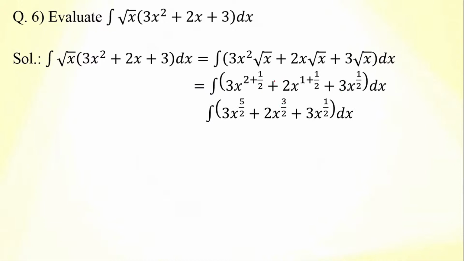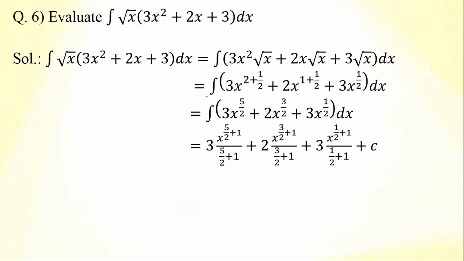When you simplify all these exponents, you'll get this function to be integrated, which is 3 into x to the power 5 by 2 plus 2 into x to the power 3 by 2 plus 3 into x to the power 1 by 2 only, because it has nothing to be added or subtracted.